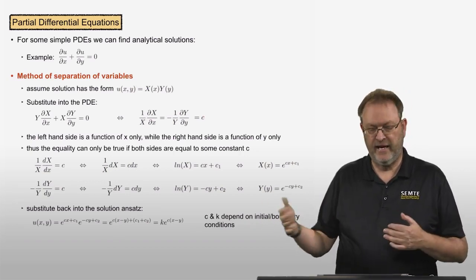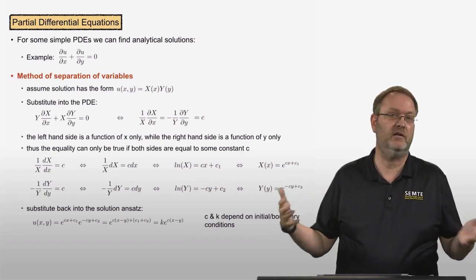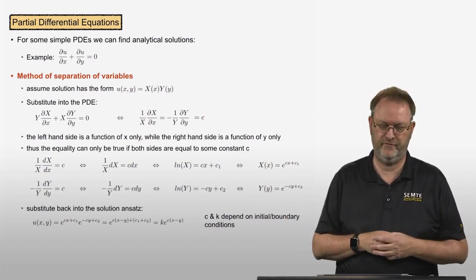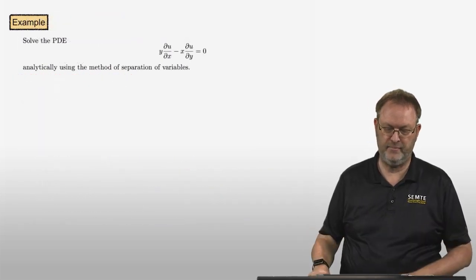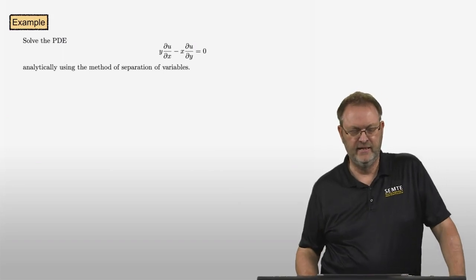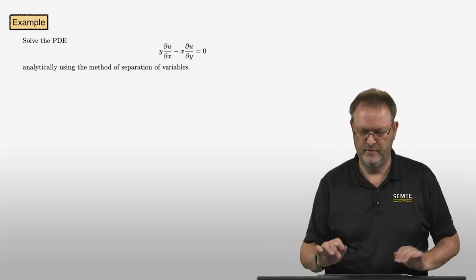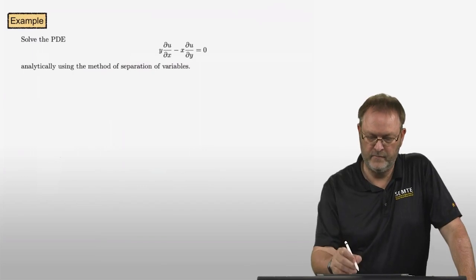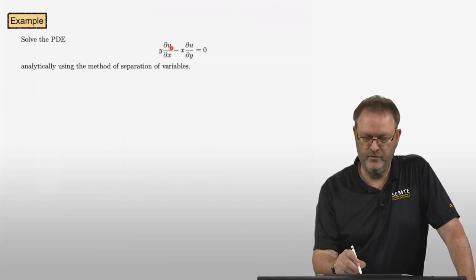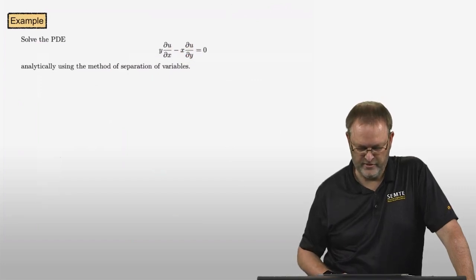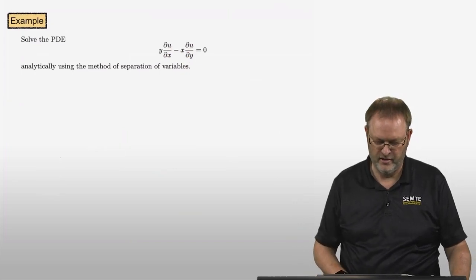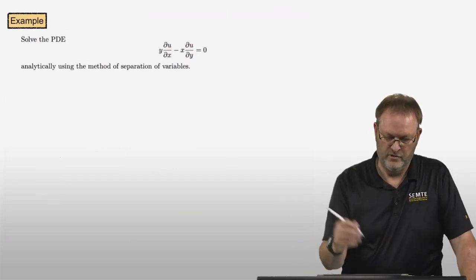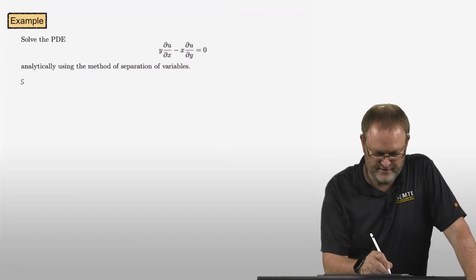Now, the c and the k depend on the initial and boundary conditions. Okay, let's do another example, a little bit more complicated. Let's try to solve the following PDE: y times du dx minus x times du dy equal to 0. We're trying to find the solution using the method of separation of variables. So let's start with the solution ansatz.